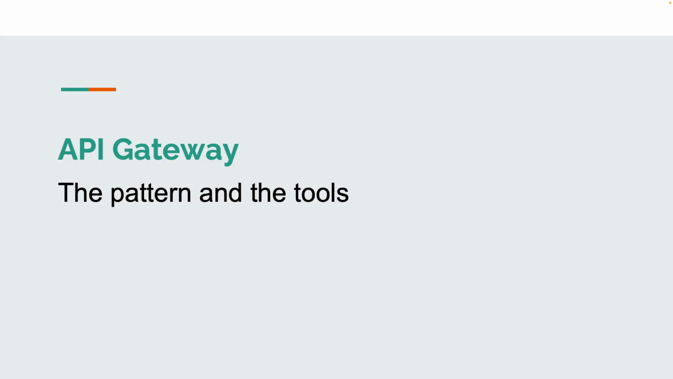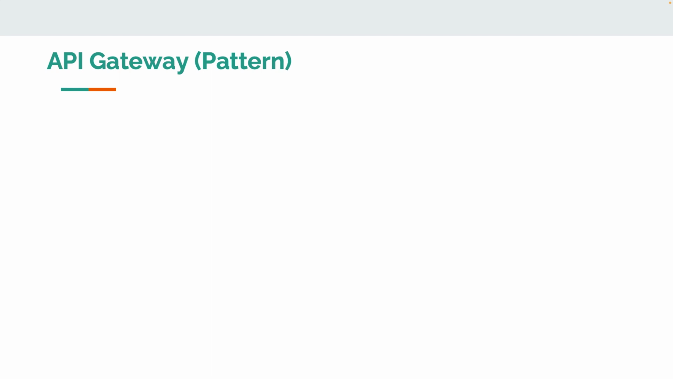In this lecture of the course, we want to learn about the API gateway pattern and see what tools are available to implement it. Please be advised that there is a service in Amazon Web Services called API Gateway. The pattern of API Gateway and the API Gateway service are two different things. So what is the API Gateway pattern?